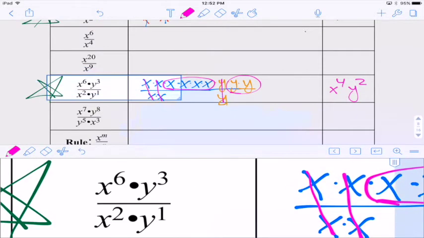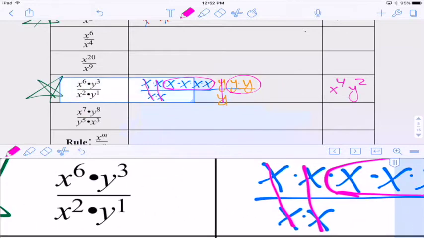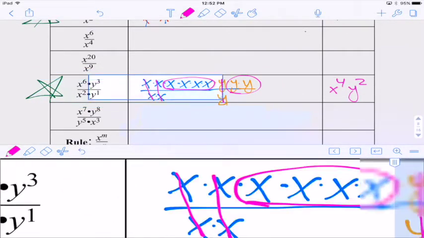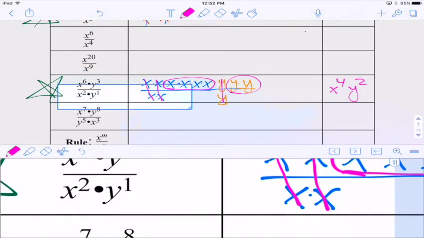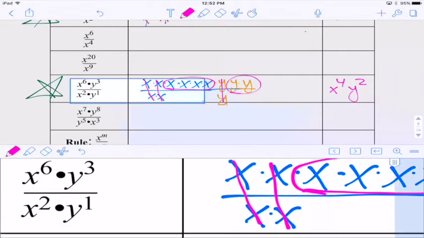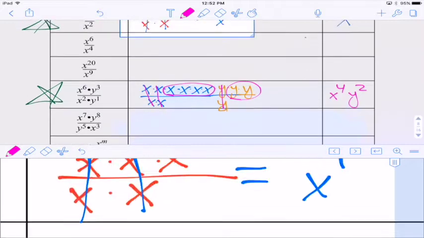Now, I want you to look for patterns. Finish this table. You should pause it right now, and then we'll come back. Look for the numbers. You've got x to the 6th, x squared. How does that relate to x to the 4th? Y cubed, y to the 1st. How do those numbers relate to y squared, the 3 and the 1? And then try and figure out the rule. So pause it, figure it out.